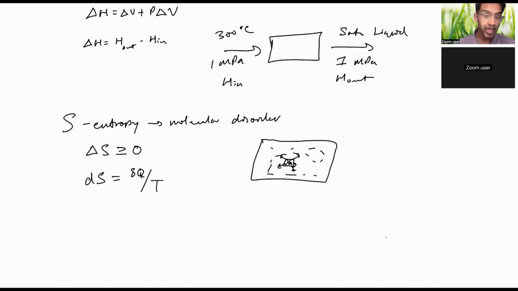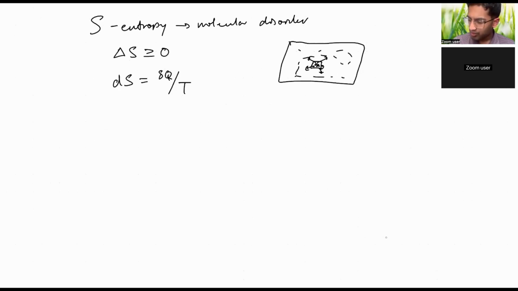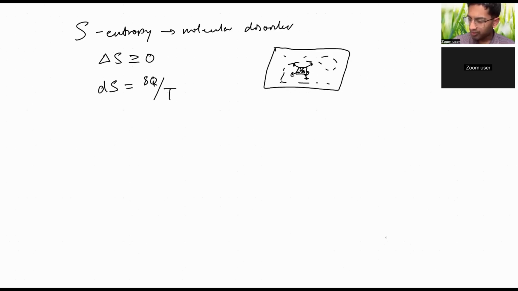And they can compete, right? So it'd be nice if we just had one number that captures the outcome of this and tells us which direction we are going in. And so that's where G comes in. And this is the Gibbs free energy.